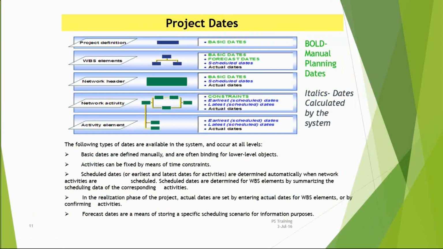See, in network, what exactly you are missing here? You are missing the forecast dates. You cannot forecast in network headers. As I told you, network headers are dummy ones. It is a collection of activities. And how exactly are the dates followed here? The dates come up through activities. Whatever dates I mention in my activities, those dates will be followed in my networks.